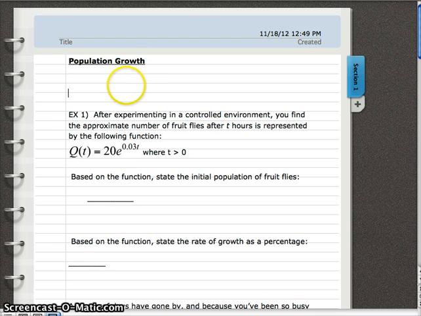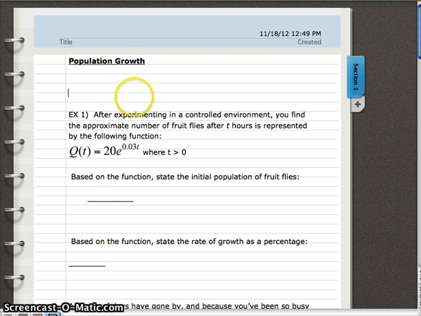In this video, I'm going to be describing population growth. We're going to be using a continuously compounded equation. So if you haven't watched videos talking about the Euler number or compound interest, you might want to watch those first just to get a better idea of how to solve these problems and how to use these equations.